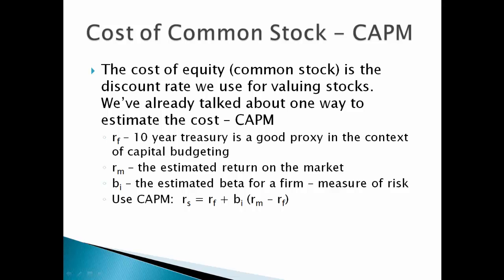The R sub M is the estimated return on the market, and then the beta, the B sub I, is the estimated beta for the firm. And again, it's the relevant measure of risk for a particular company. So we can just plug in the pieces into the CAPM equation. We'll come up with an estimate of the required rate of return for a stock, and that's the CAPM method.